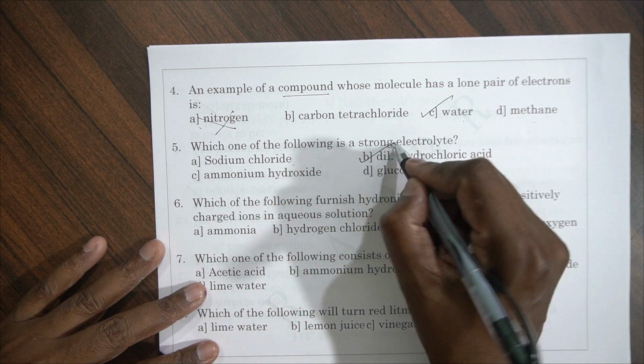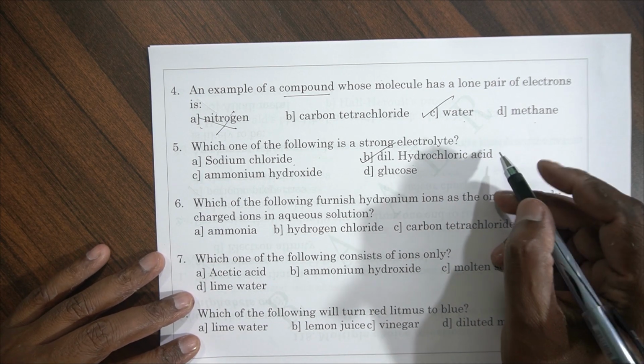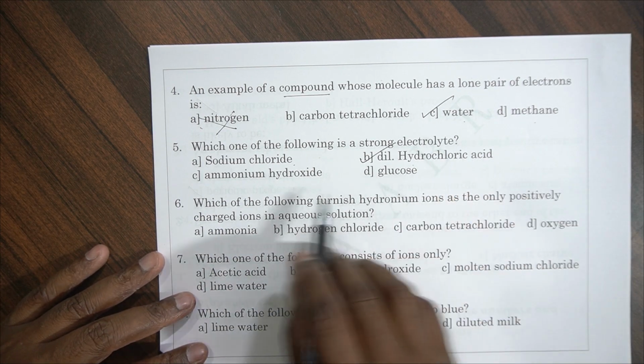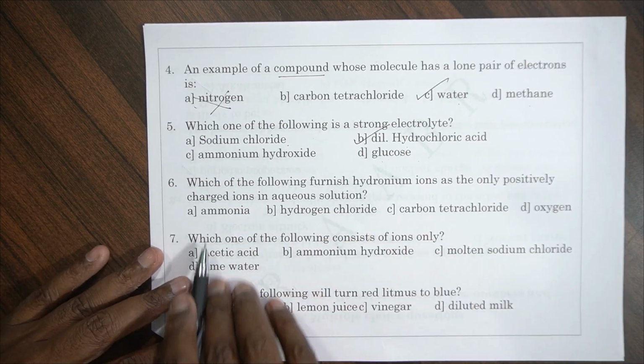Dilute hydrochloric acid, yes, is a strong acid. It has a very high concentration of hydronium ions. It will conduct, strong electrolyte. Ammonium hydroxide is weak. Glucose is non-electrolyte. It is a covalent compound.